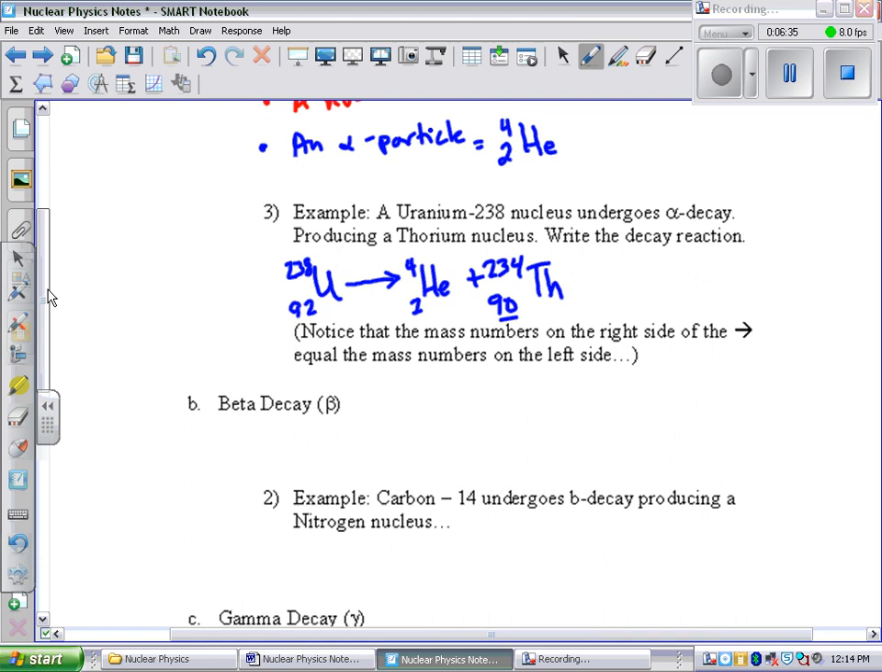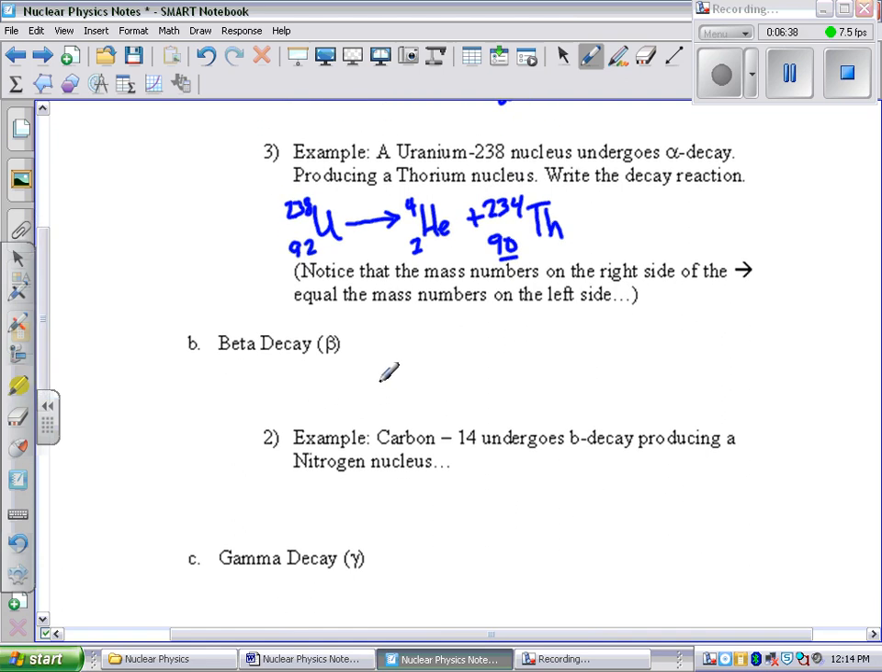For beta decay, it emits a beta particle. They didn't know what it was when they first started talking about beta decay, but now we know that a beta particle is just an electron. Now an electron doesn't have any protons in it, but it does have a charge of -1. So we put -1 down here. And if you remember, the electron's mass is much, much less than a proton, so it's essentially 0. So we're going to put 0 up there. And again, we have to memorize that that's what a beta particle is. And then the problem becomes pretty easy.